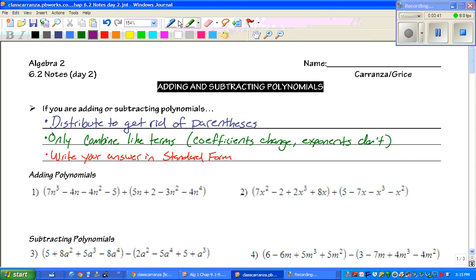And remember, standard form, an example of that would be like 5x to the 5th plus 3x squared minus 17x plus 2. The key thing is looking at the exponents, okay, and making sure that they're in order.